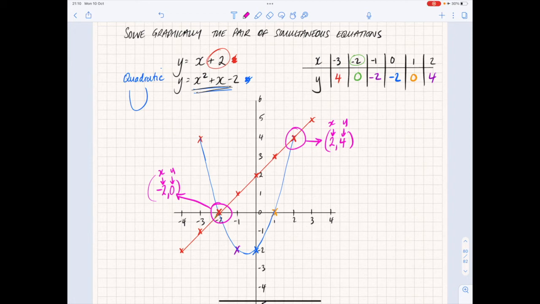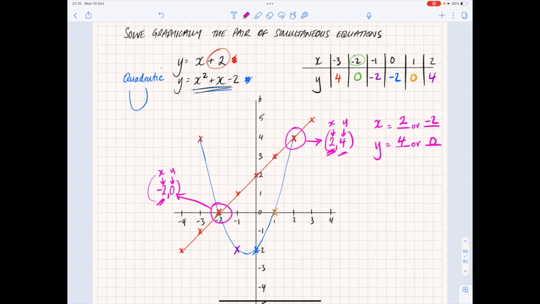Now with this, you will end up having 2 solutions. You'll have x equals something or something, y equals something or something, and this is why, because it crosses at 2 points. So the first one, x is equal to 2, because that's that point there, or -2. And in the next one, y is equal to 4 or 0.